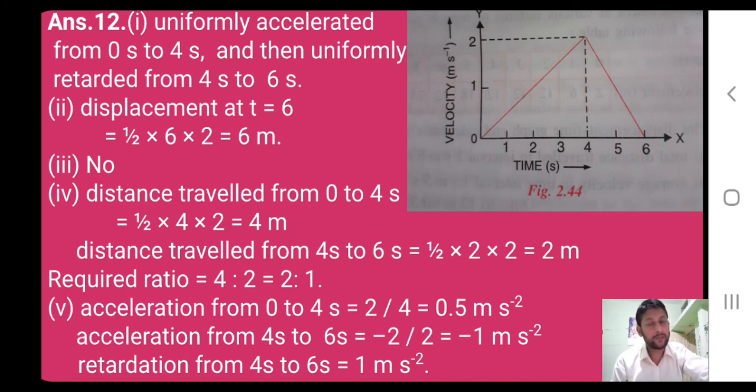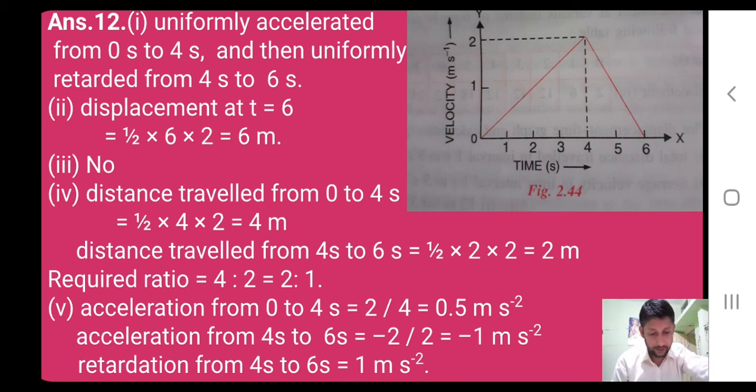Second part is the displacement at time equal to 6. In the velocity time graph, to find displacement, we have to find the area enclosed by the graph and the time axis. So here it is a triangle. Find the area of this triangle. We get half into base into height. So half, base is 6, height is 2. So half into 6 into 2 equal to 6 meter.